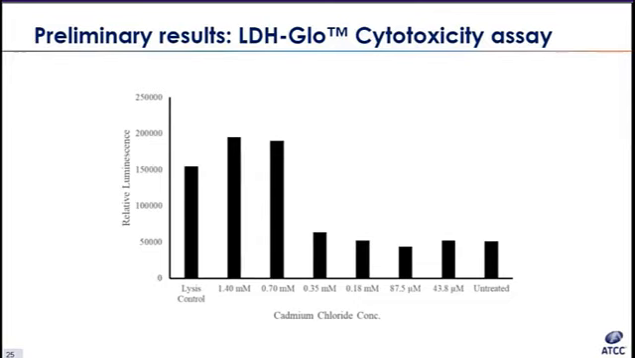This graph shows similar results to the previous assay, with a dose-dependent response and viability changes from cadmium chloride exposure, with increased cadmium chloride concentrations corresponding to increased cell death at 24 hours following toxin administration.